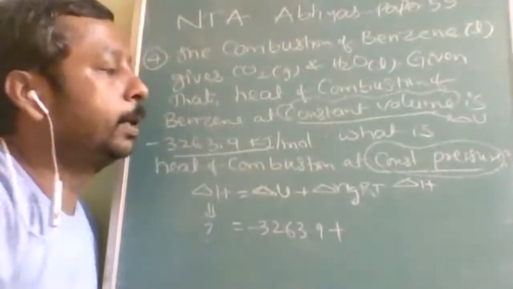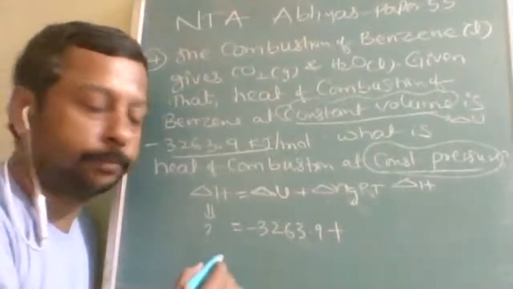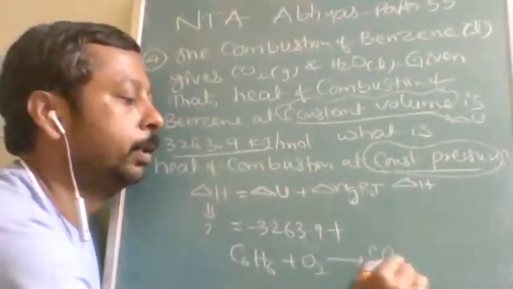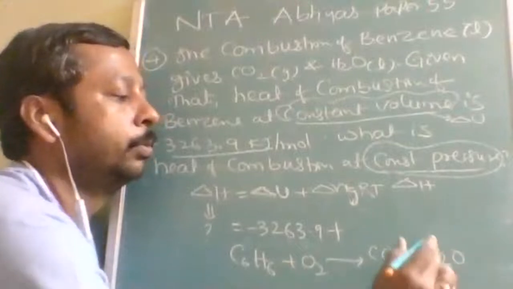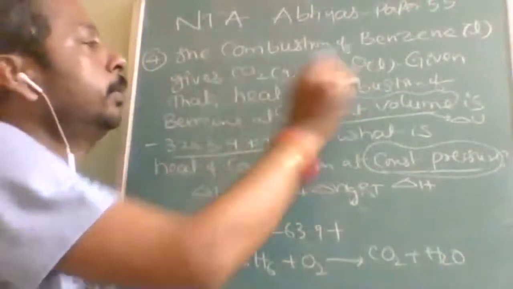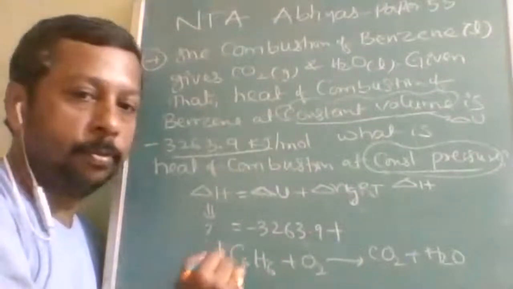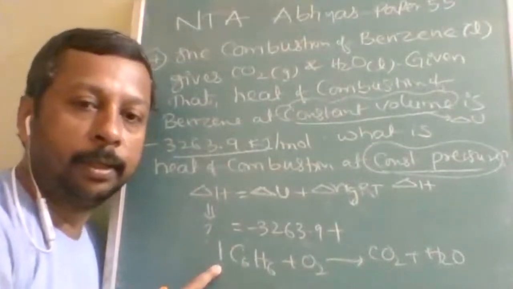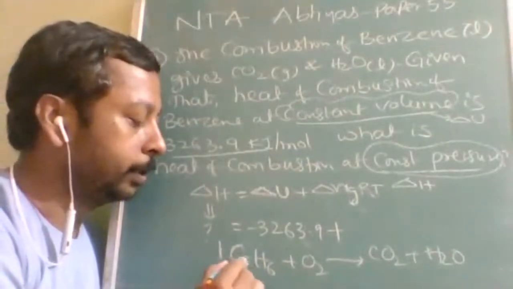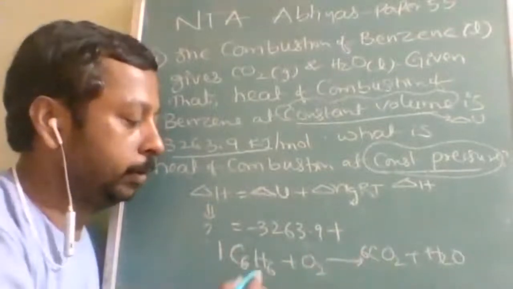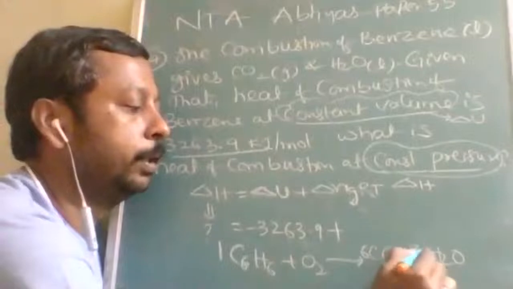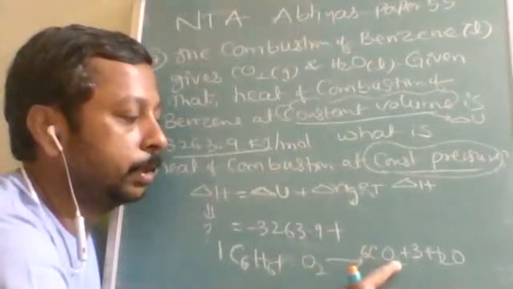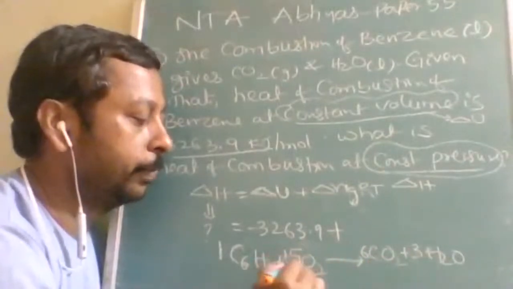For that I am writing the balanced equation: C6H6 plus O2 gives CO2 plus H2O. And one more mistake, see here, for the enthalpy of combustion of benzene, the substance undergoing combustion has to be maintained at 1 mole in any case. So 6 carbons are there, so 6 CO2; 6 hydrogens are there, therefore 3 H2O. And here oxygen is the main topic: 6 times 2 is 12, plus 3 is 15, so 15 by 2.